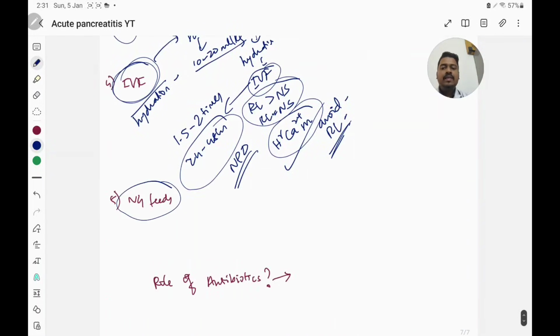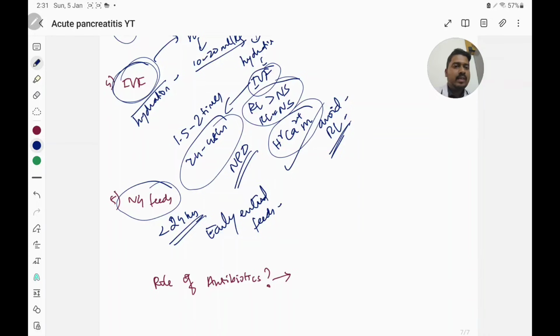And NG feeds, what is the recommendation right now? You should start NG feeds within 24 hours, okay. That is the current recommendation. You should start early enteral feeds. It was a very old concept that we have to keep the patient NPO for a long time. No, now early enteral feeds are shown to benefit the patient.